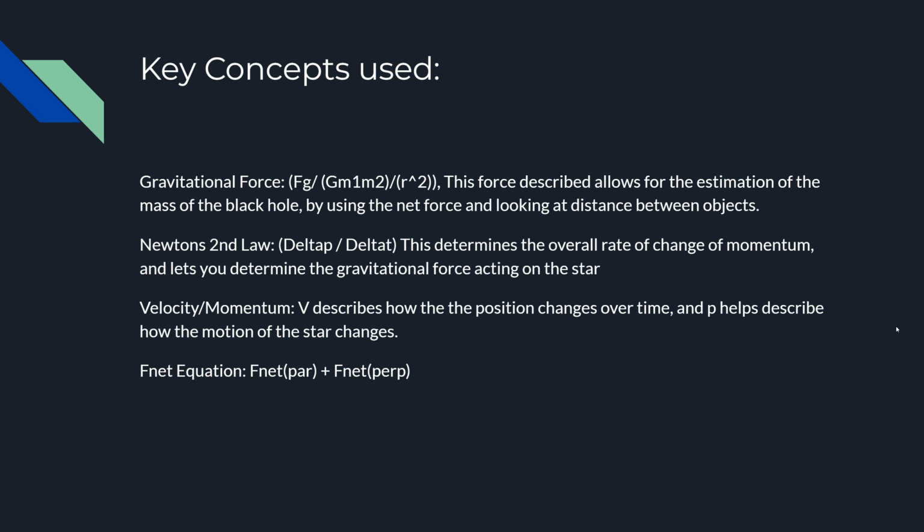The key concepts used: we use the gravitational force. This force allows for the estimation of the mass of the black hole by using the net force and looking at the distance between objects. Also, Newton's second law, delta P over delta t, determines the overall rate of change of the momentum and lets you determine the gravitational force that acts on the star. Velocity describes the position change over time, and momentum describes how the motion of the star changes. This is what we used in both models. And our FNet equation, the main one that we used, was FNet parallel plus FNet perpendicular.